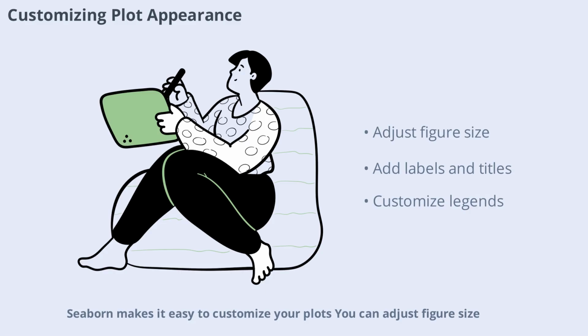Seaborn makes it easy to customize your plots. You can adjust figure size, axis labels, titles, and legends to make your charts more informative. Use functions like plt.figure, plt.xlabel, and plt.title from Matplotlib, which integrates seamlessly with Seaborn. Customization ensures your plots are clear and tailored to your audience. Let's see how to tweak plot appearance for maximum impact.